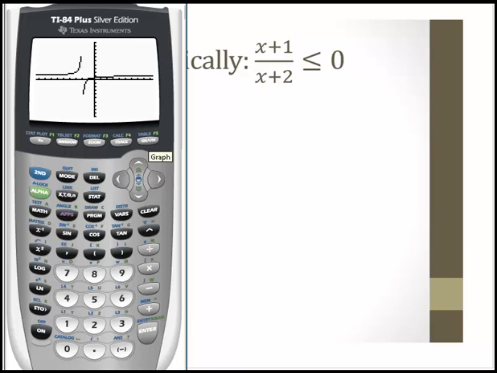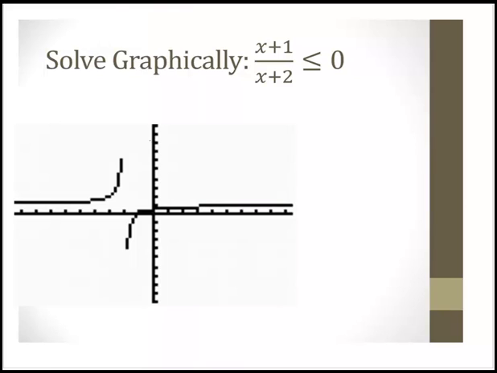And it looks like I have a vertical asymptote at x equals -2. And I have an x-intercept at x equals -1. Let me trace -1 just to verify that. -1, 0. Alright, let me grab the graph and put it on screen. Alright, so I graphed this as my y equals, and I have a vertical asymptote at x equals -2, and I have an x-intercept at -1.